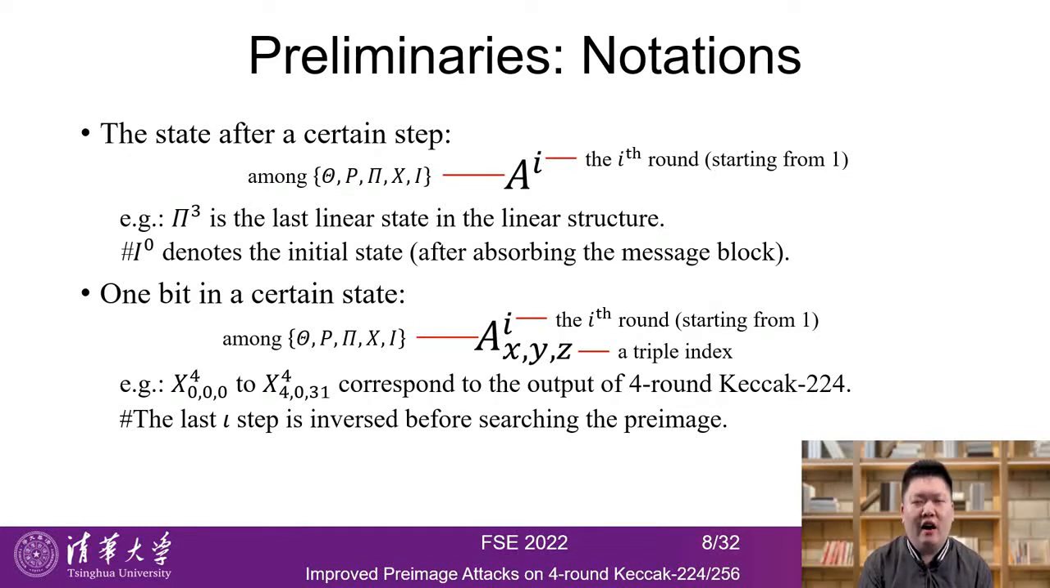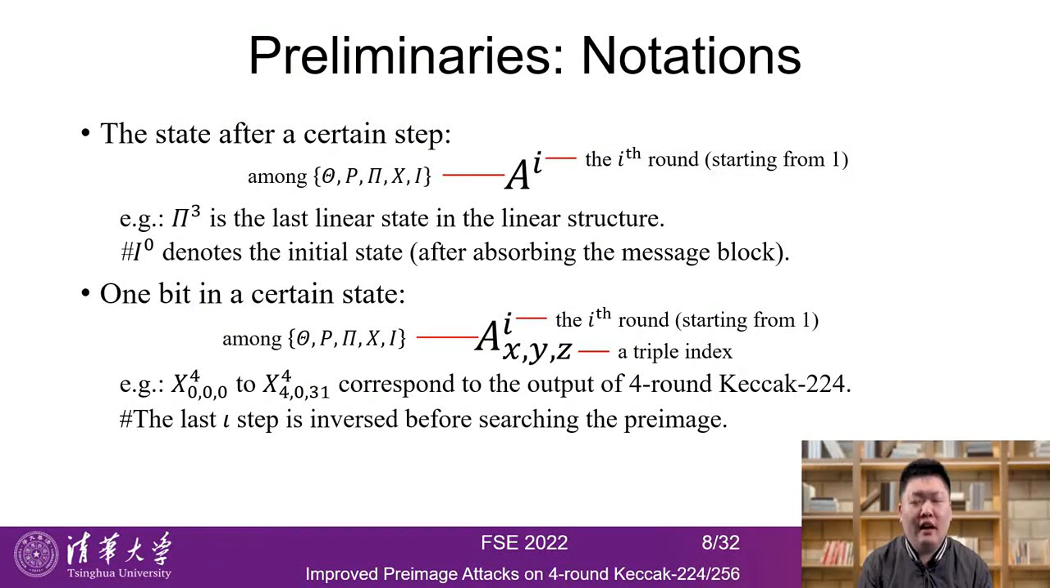We pronounce it alpha i, for example, pi third, which means the state after the third pi step is the last linear state in the linear structure. In particular, iota zero denotes the initial state after absorbing the message block. Then we can further denote one bit from a certain state with a triple index in the subscript. We pronounce it alpha i x, y, z.